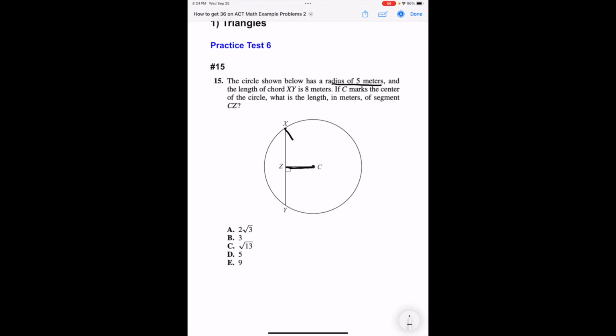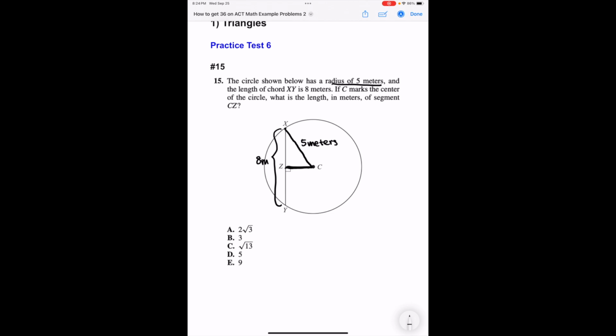So let's connect C and Z, for example. So that would be 5 meters. And then it says that the chord XY is 8 meters, so all of this together is 8 meters. And it is asking you what this is.